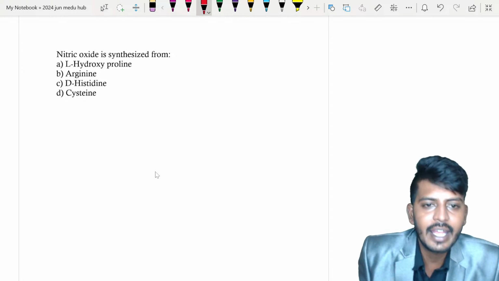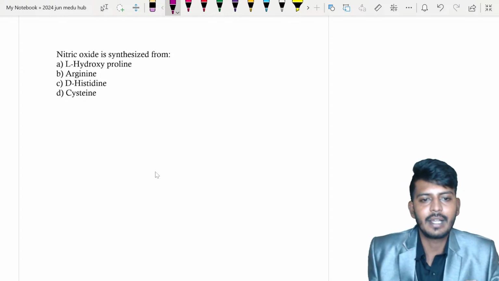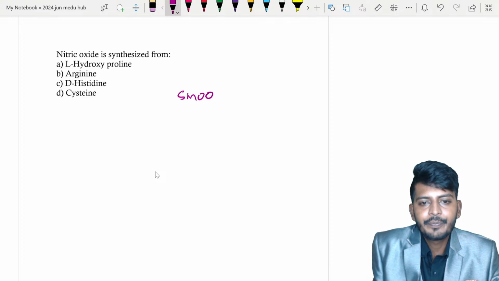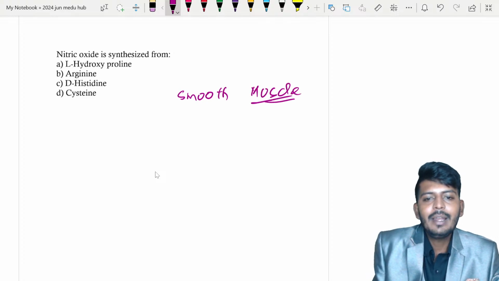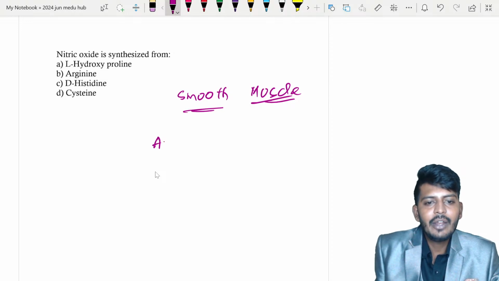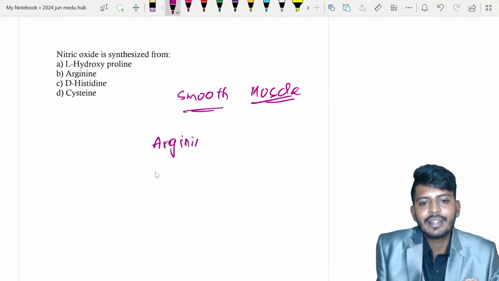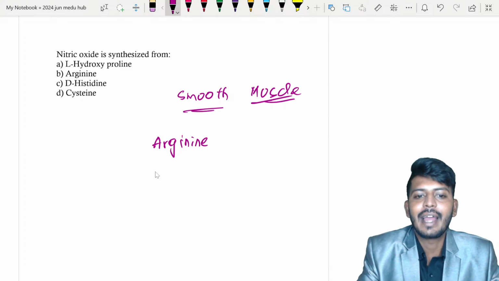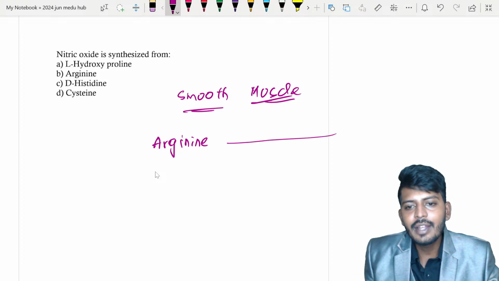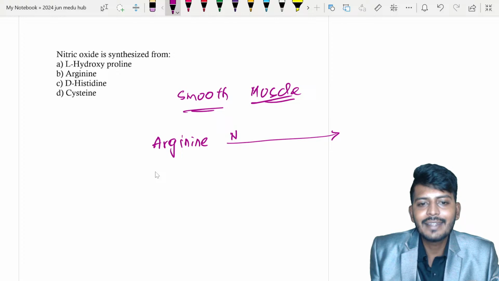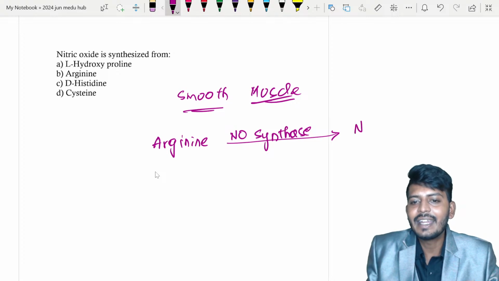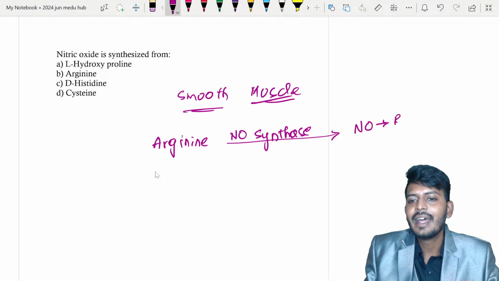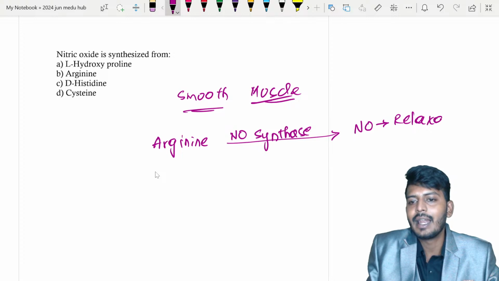So let's see how it happens. In the smooth muscle, what will be there? Let's understand. There is an amino acid called arginine. What is the name of the amino acid? Arginine. Arginine, under the influence of one enzyme called NO synthase, nitric oxide synthase, will create NO. NO causes the relaxation of the smooth muscle.